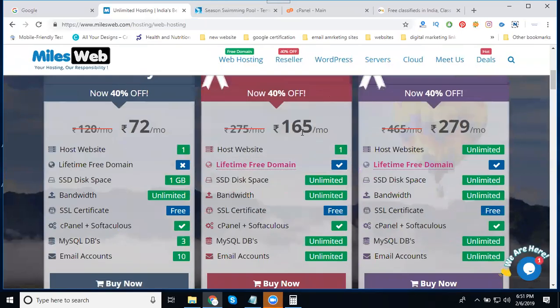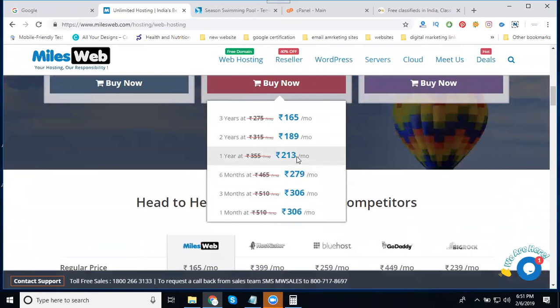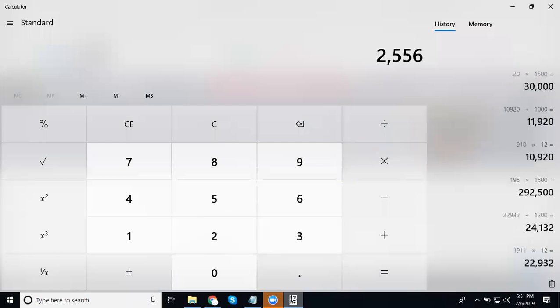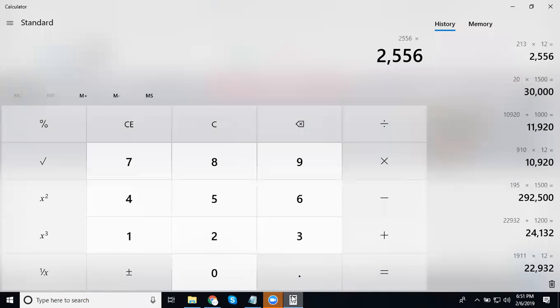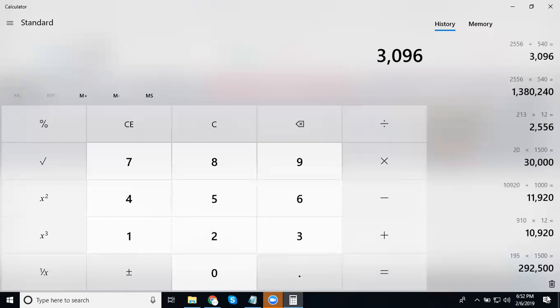One domain, 165 rupees per month. When you purchase for 3 years, and when you purchase for 1 year, how much will the cost be? 213. Now again select here, 213 into 12 months is 2556. Plus 540, sorry. 2556 plus 540, along with tax, this is your price. How much? 3096. This is only for your dynamic website purpose.